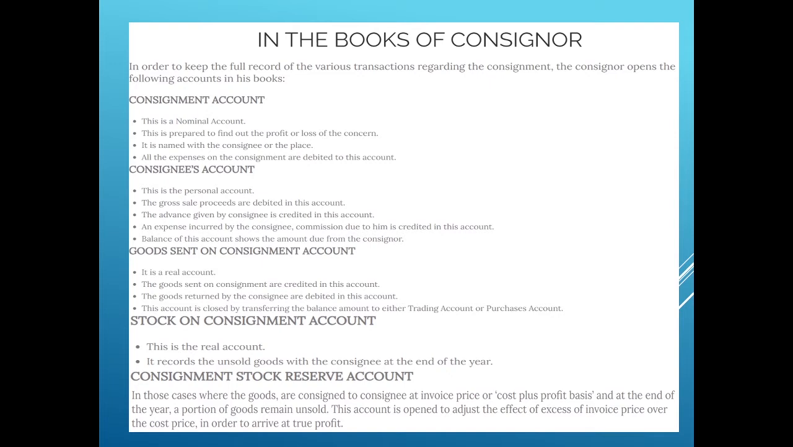Then stock on consignment, that is the unsold stock account. It will represent the unsold goods. Then the consignment stock reserve account. This is a separate one. Whenever the goods are sold at more than the cost price, on a cost plus profit basis, to know the exact profit, the difference amount is transferred to the reserve account. This account is opened to adjust the effect of excess invoice price over the cost price in order to arrive at the true profit.